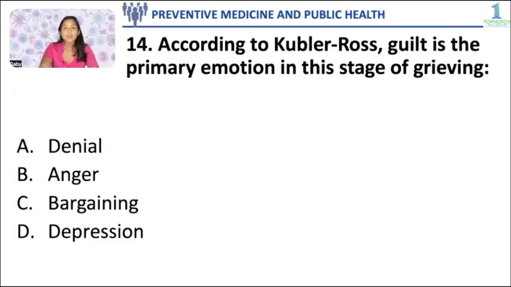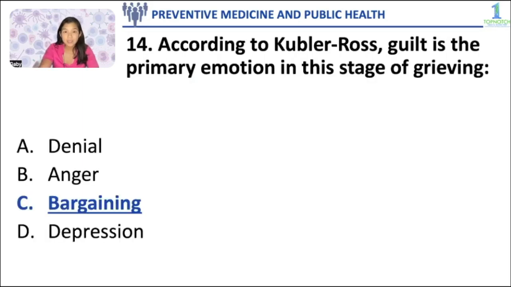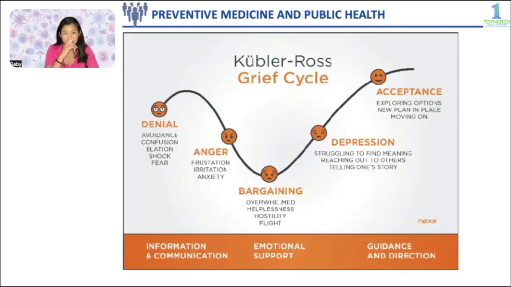Next, according to Kubler-Ross, guilt is the primary emotion in this stage of grieving. Is it denial, anger, bargaining, or depression? So the answer here is bargaining. So don't forget the grief cycle or the stages of grief. You have your dabda, you have your denial, your avoidance, your bargaining, your depression, and your acceptance. Now, when it comes to guilt, usually this is seen in the bargaining stage. So you feel very overwhelmed, you feel very helpless, and you feel very guilty as well over the grief or over what had happened that causes the grief. Okay.